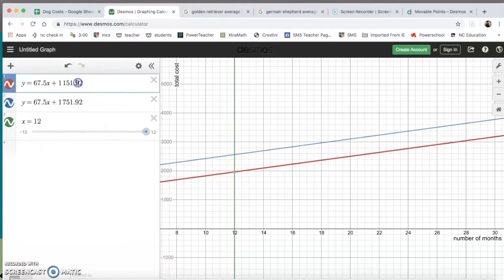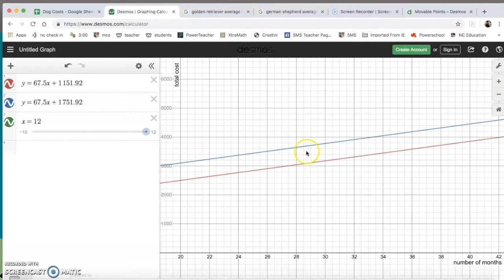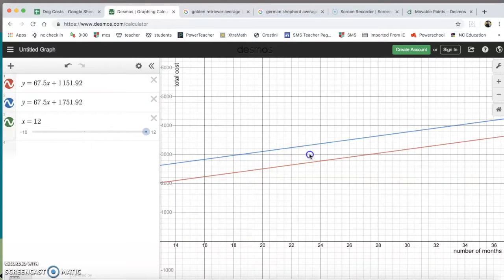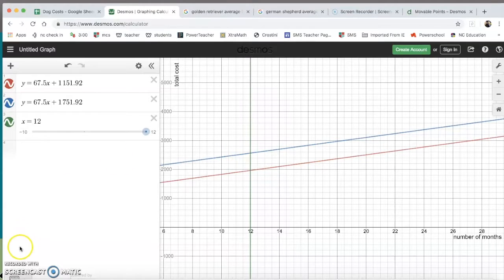And if you look, you can pretty clearly see that the 92 cents is the same, the 92 cents is the same. If you're trying to compare, really the hundreds place is the only difference. So the difference between the German Shepherd and the Golden Retriever is $600, and that difference of $600 is always going to be the same. So that's what it looks like when you graph them on Desmos.